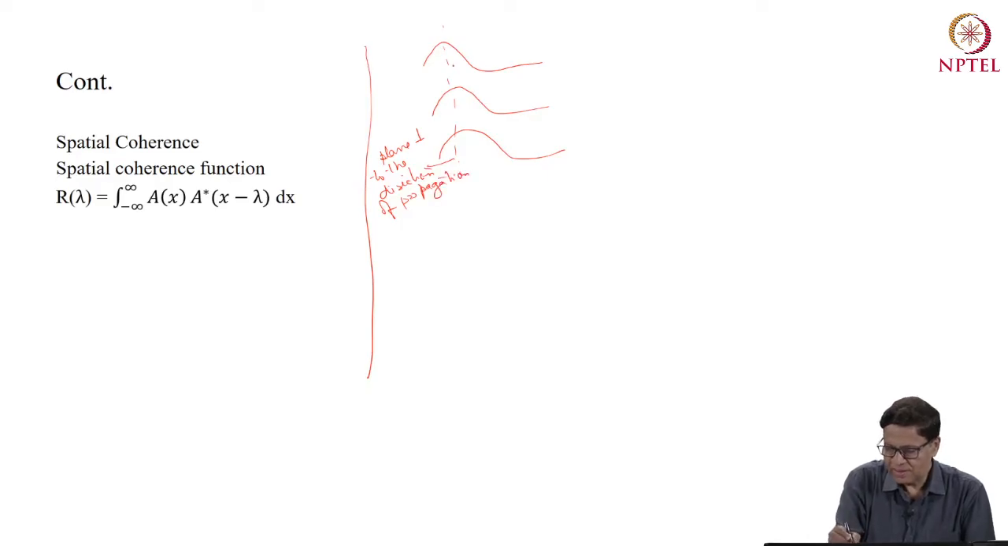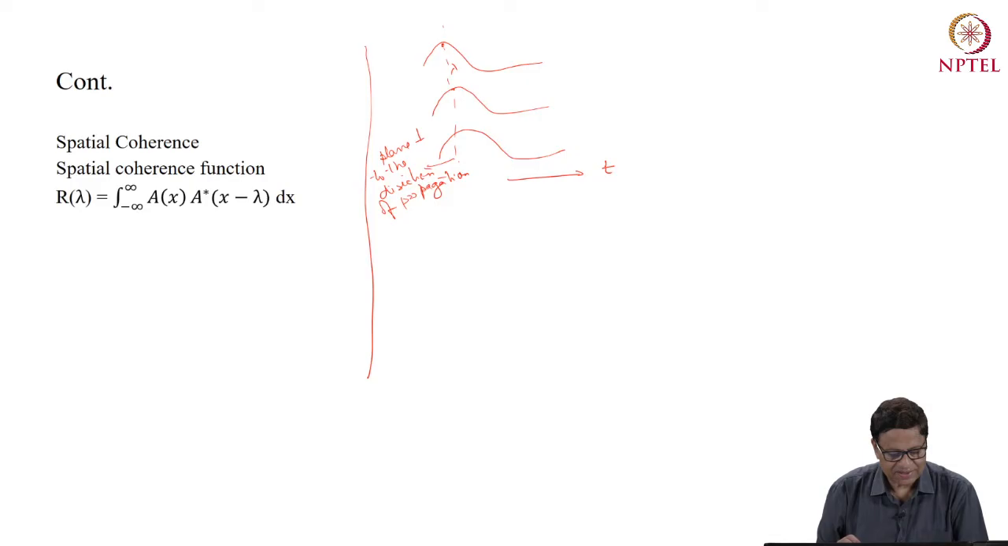And the spacing between these two points is say lambda, and this is t. So as you see, the spatial coherence function is defined as R(lambda) = A(x) A*(x minus lambda). This direction is x.